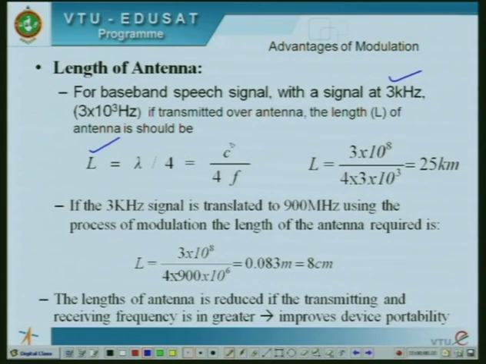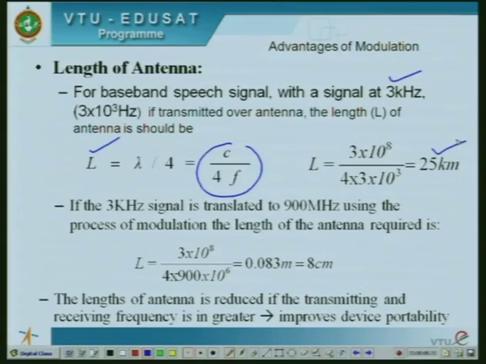Now let us see what this formula is going to tell us. If you take length equal to c by 4f, and you are trying to transmit a frequency of 3 kilohertz directly without modulating, the length of the antenna should be equal to 25 kilometers. Can we imagine having a mobile phone, and you are trying to transmit your speech signal, and the length of the antenna is going to be around 25 kilometers? It is highly impossible to have such a large antenna attached to mobile phones.